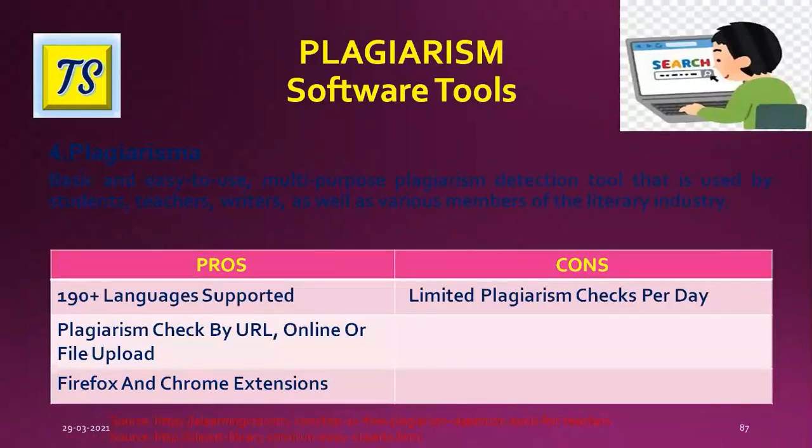See the pros. 190-plus languages are supported by this package. Plagiarism check by URL, online, or file upload: a 3-way system. Some applications follow 2 ways, but this application helps you use a 3-way format. Firefox and Chrome extensions are available. If you are licensed, you can download and install it in your Chrome and Firefox. Limited plagiarism checks in the free version, and per day it also limits.